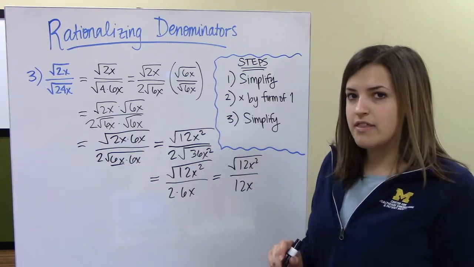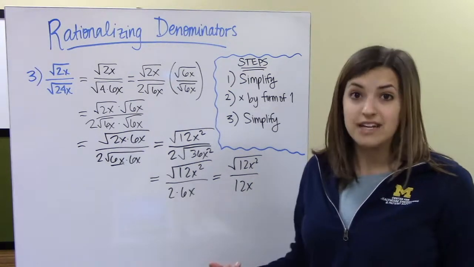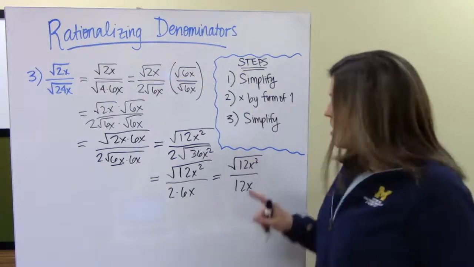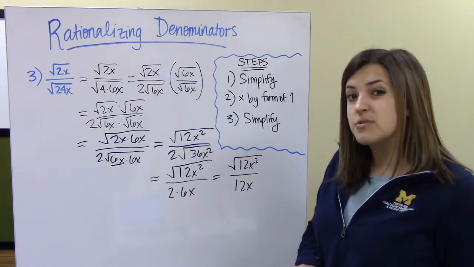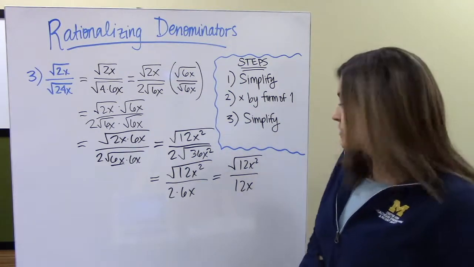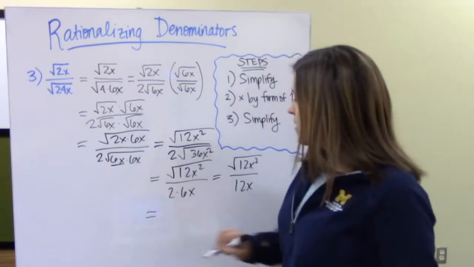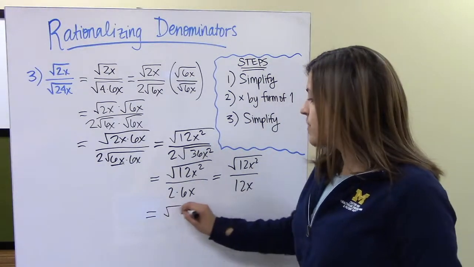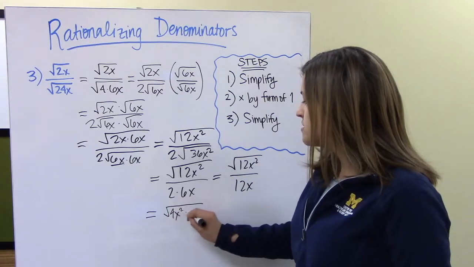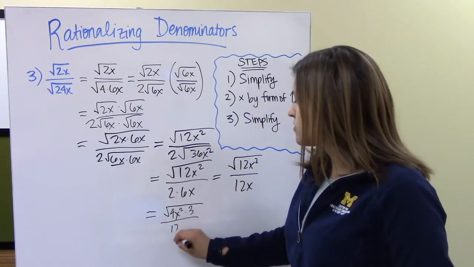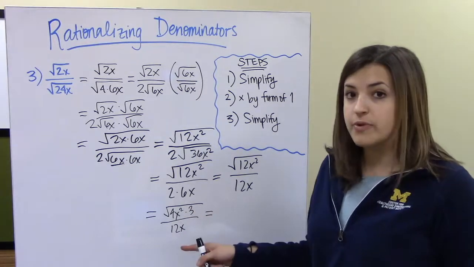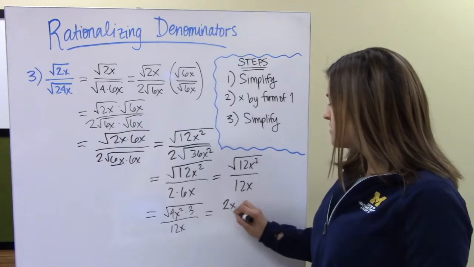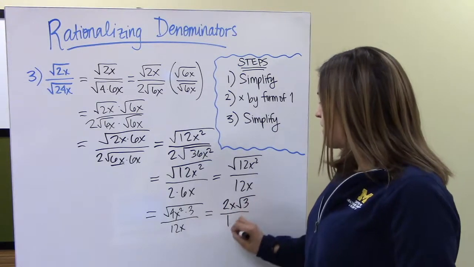And now let's move on to that third step. Third step is to simplify again if we can. Up until now we haven't been able to, but here I think we can. That top, square root of 12x squared, can be factored into something further. So let's rewrite it down here, and I'm going to pull a perfect square or two out of the top here. So I can get 4x squared times 3 on the top over 12x. And 4x squared is a perfect square that factors into 2x. So I'll have 2x times square root of 3 over 12x.